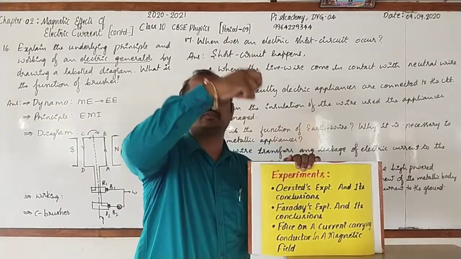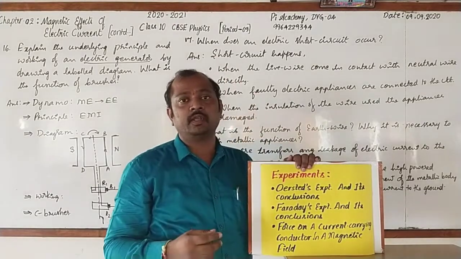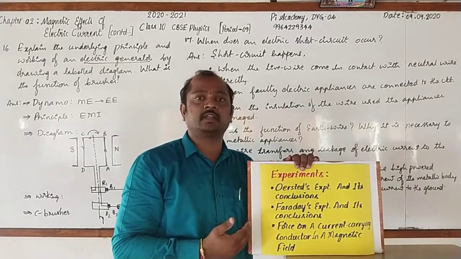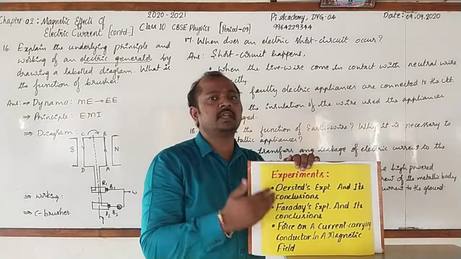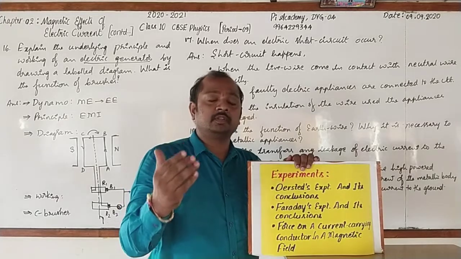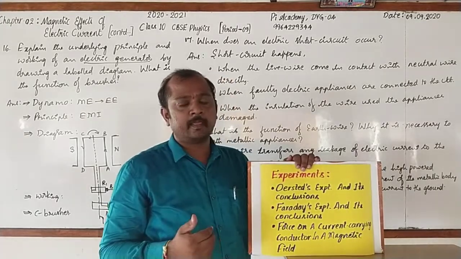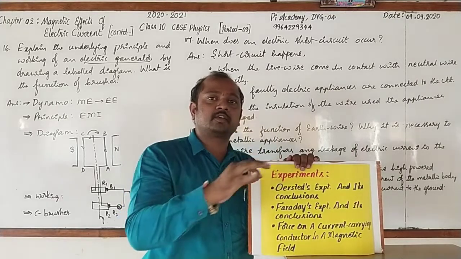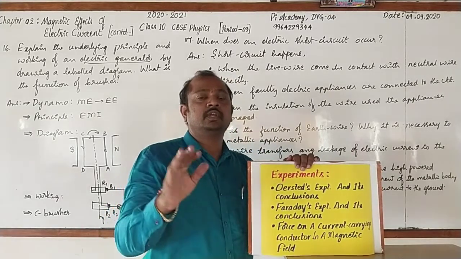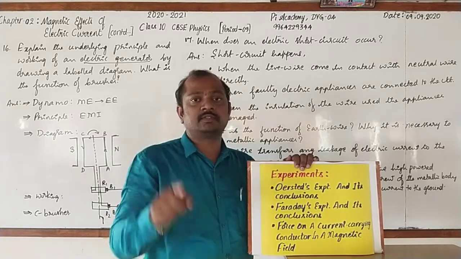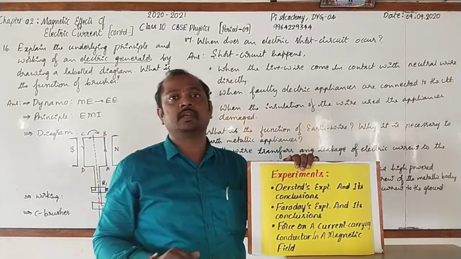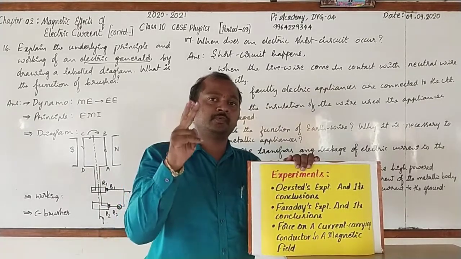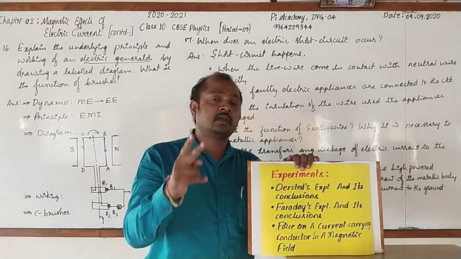Then he pulled out the bar magnet from the coil. Again there was deflection, but this time it was in the opposite direction. That indicates that current is induced. And the third time he kept the bar magnet inside the coil at rest. So here the deflection was zero. That means no current is induced. So from his experiment, he concluded that in the first two cases only, current is induced.